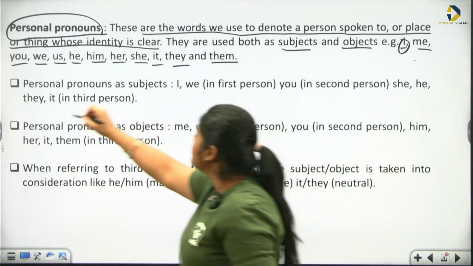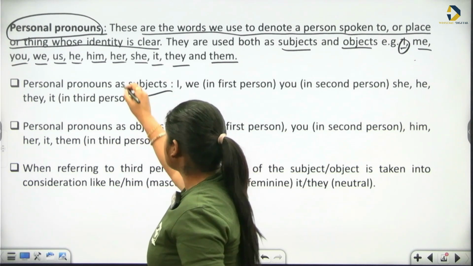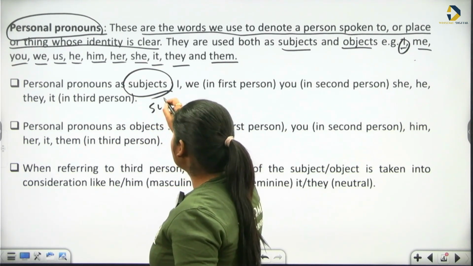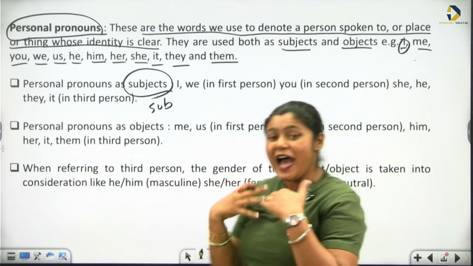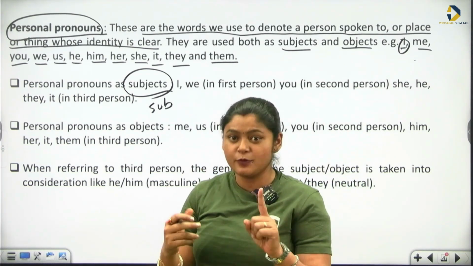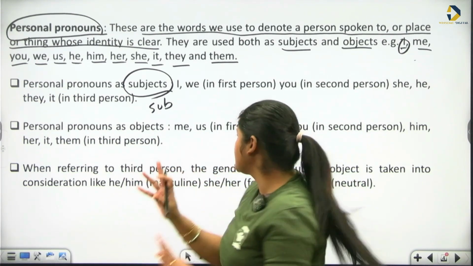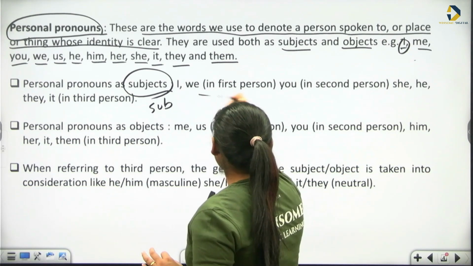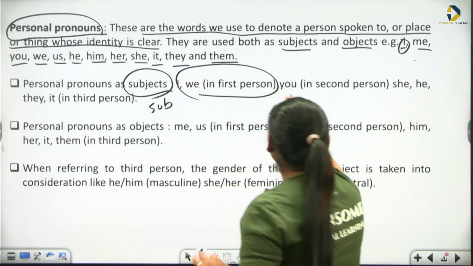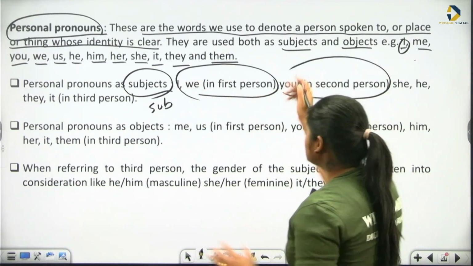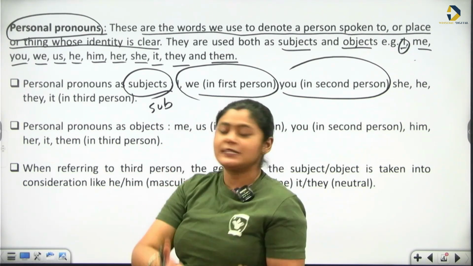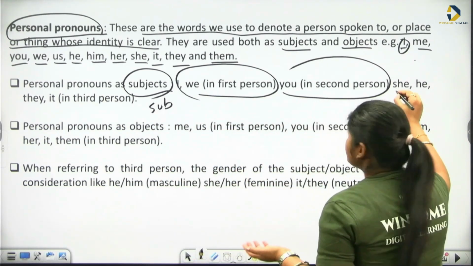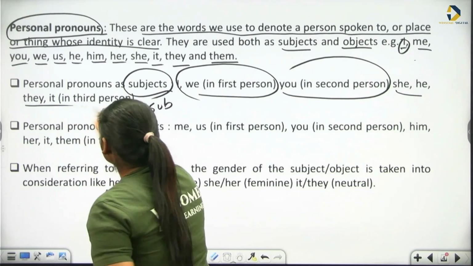Okay, now see personal pronouns as subject. Okay, personal pronoun as subject. I, we in first person. That means I am doing the work. First person. We are doing the work. First person. Okay. In first person. You in second person. That means I, मैं हूँ, that is first person. You, that is second person. And she, he, they, it are third person.